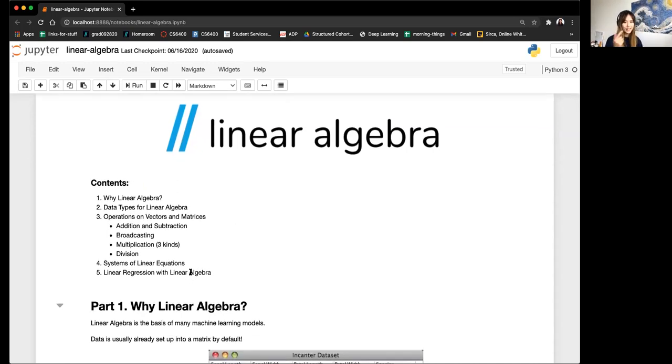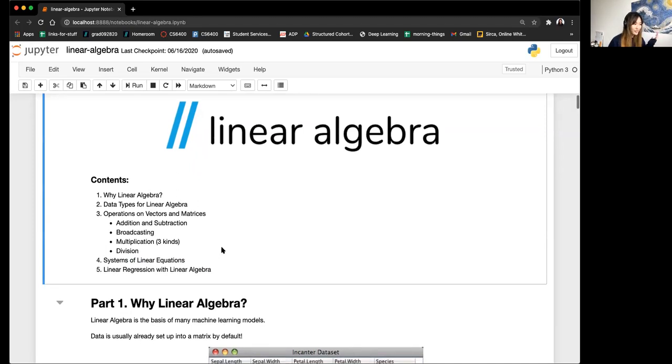Why linear algebra, how we use it, what are some of the data types. We're going to work on some operations with vectors and matrices. We'll talk about linear equations, which I think is a good lead up to finally one big use case of linear algebra: solving linear regression, which I'm aware is your phase 2 project that I think you're just about finishing.